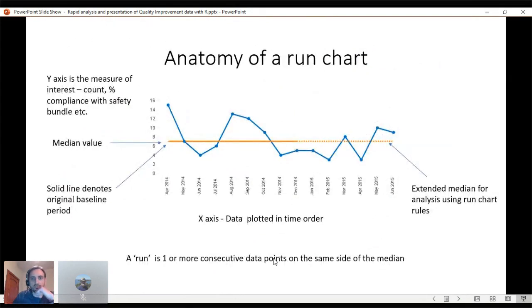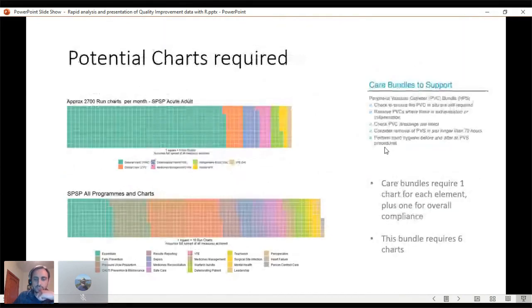A run chart is a time series. The main thing is the median line here. We take a baseline measurement at the start and we extend that into the future. We continue to plot our information and look for patterns in the data. I was struggling with about 400 charts, and one day I sat and mapped out the future. I realized that the spreadsheets were not going to cut it. So here we go: we have several thousand potential charts, basically.